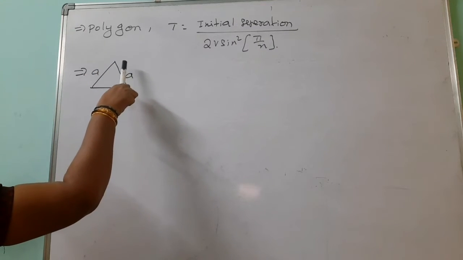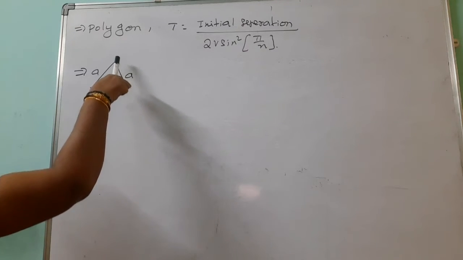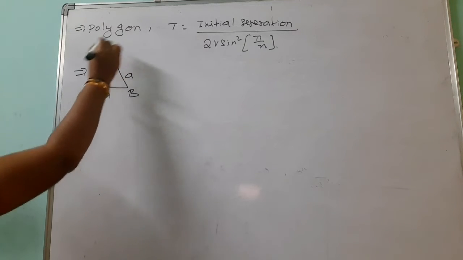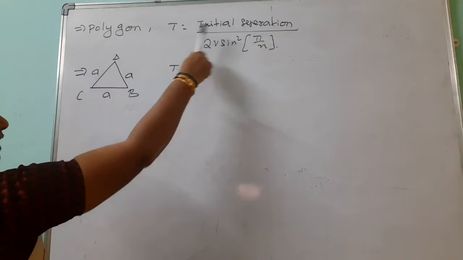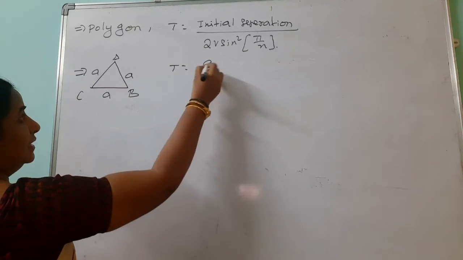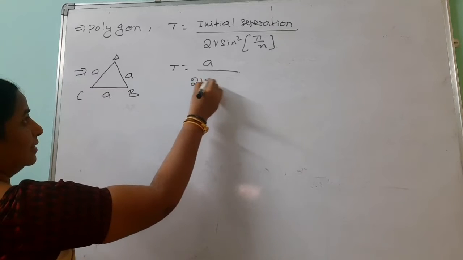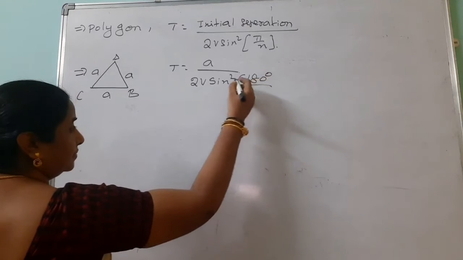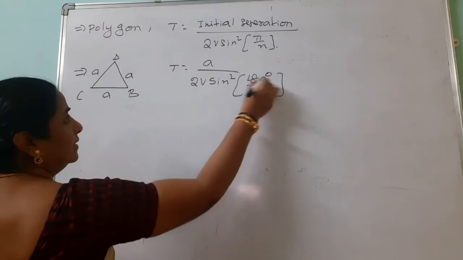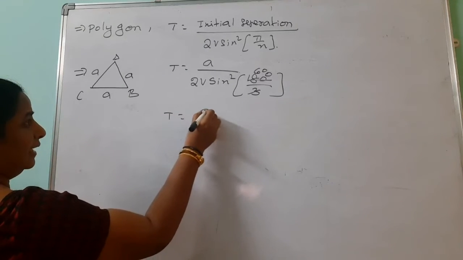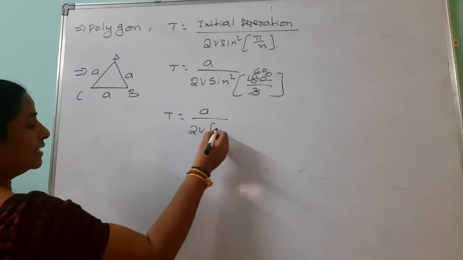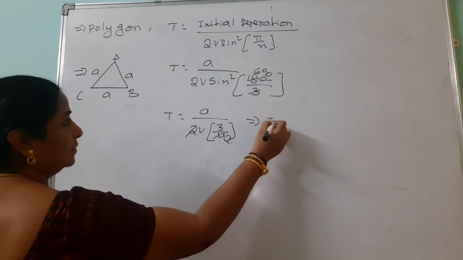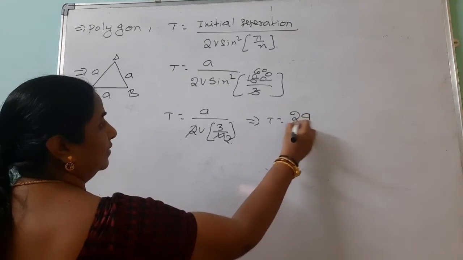A, and the persons are at the corners of the triangle. When he is moving from A to B, then another is moving from B to C, like that. When will they meet each other? We can use the direct formula. The initial separation is A, divided by the velocity of that person, 2v sine square. Here pi is 180 degrees, and with 3 sides this is 60 degrees. Then A by 2v sine square 60 means 3 by 4. After simplification, T equals 2A by 3v.